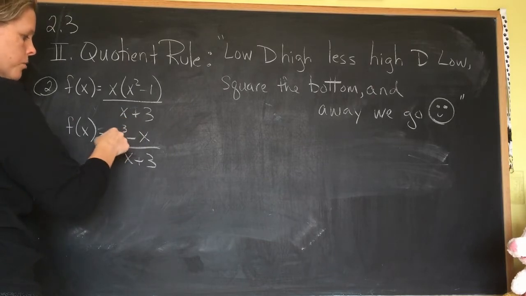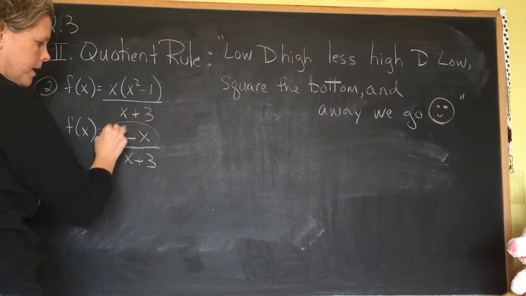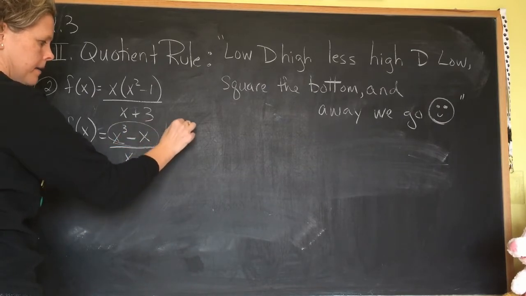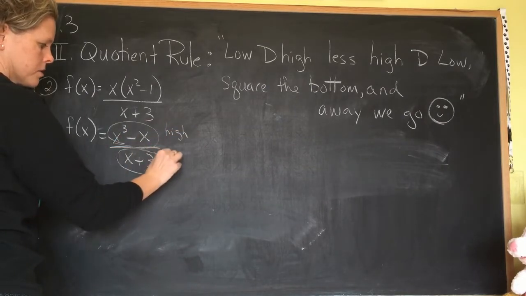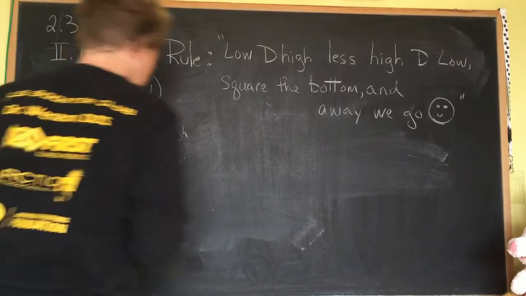Now I can do the quotient rule because I have an x on the top and I have an x on the bottom. So x cubed minus x, that's the high. x plus 3, that's the low. All right, here we go. Derivative.